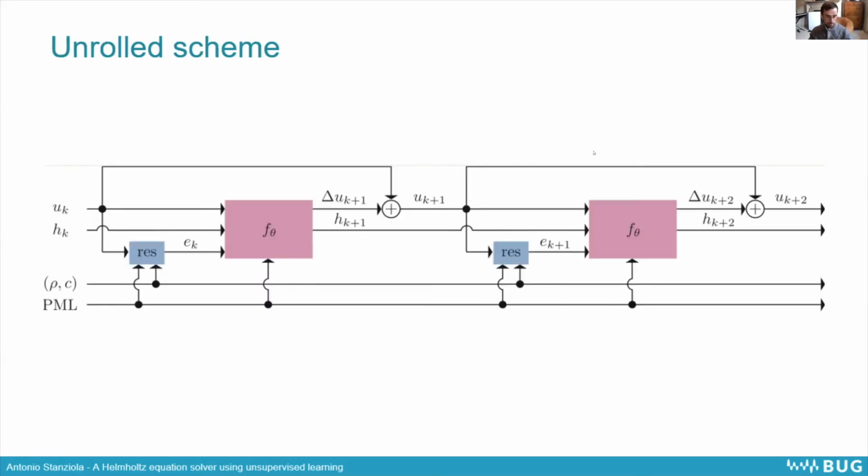And just to make things more clear, this will be an example of unrolling such an update, to have a visual representation of what's going on. So this is our neural network, and those are the three inputs that I just described. The only thing that we've added on top is that we are also feeding the absorption coefficient of the perfectly matched layer to the neural network.